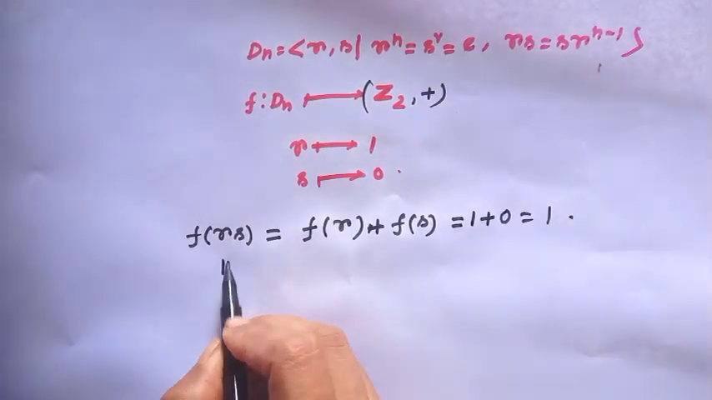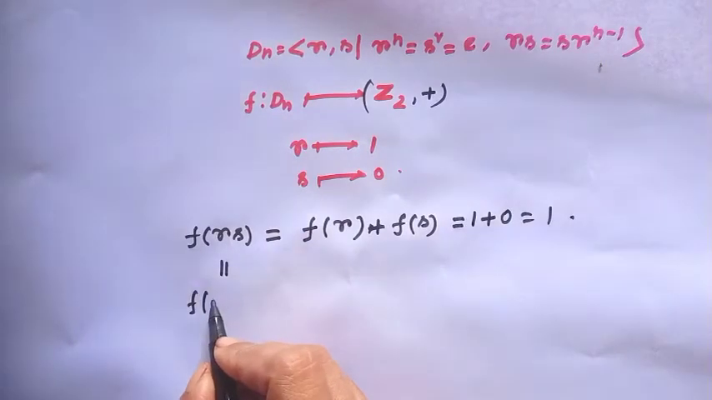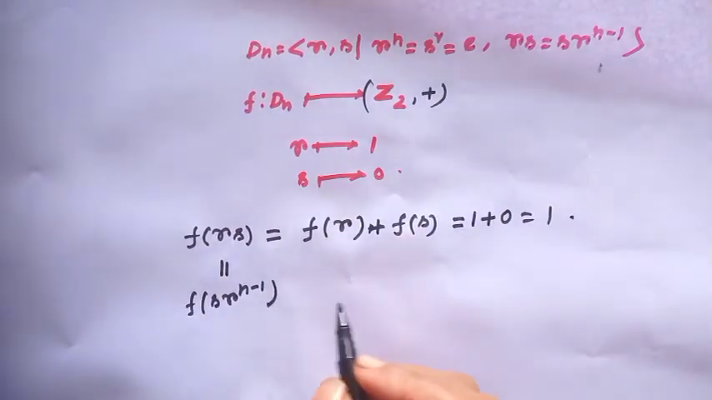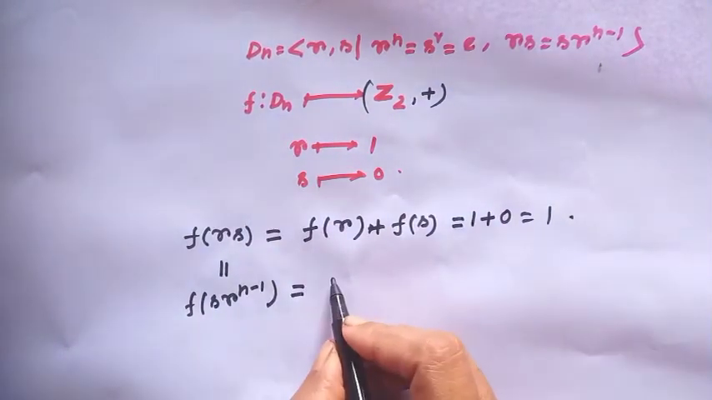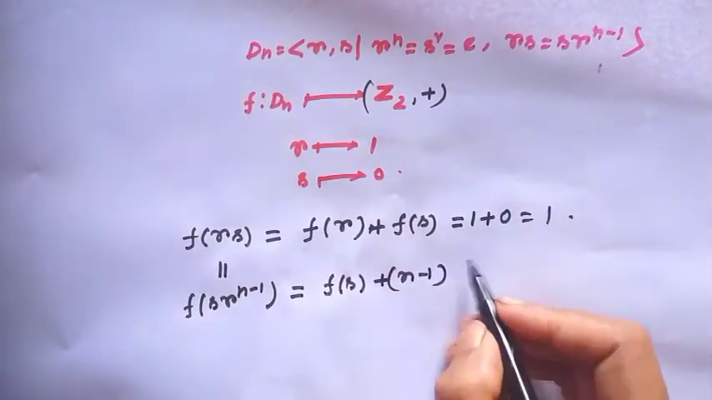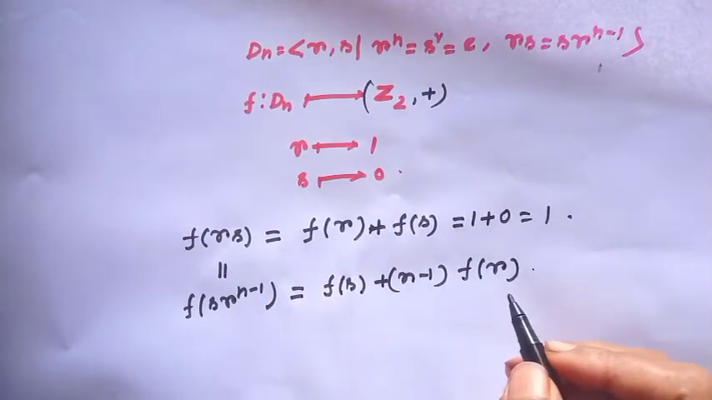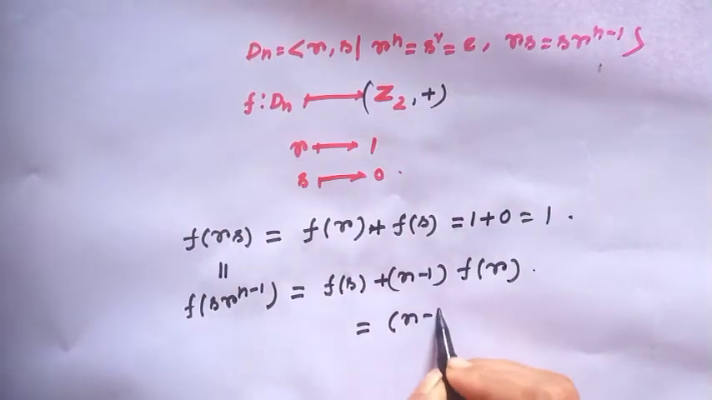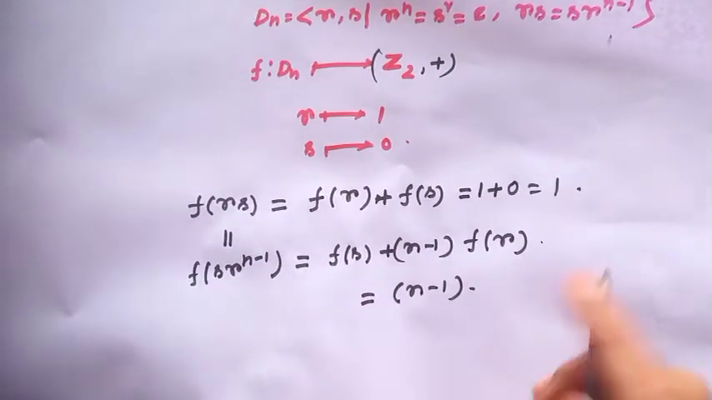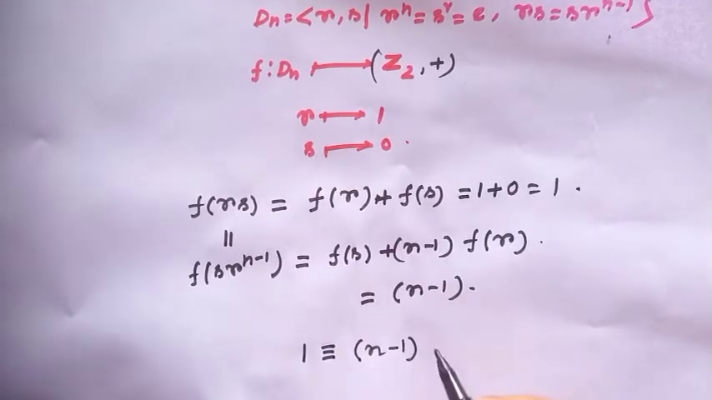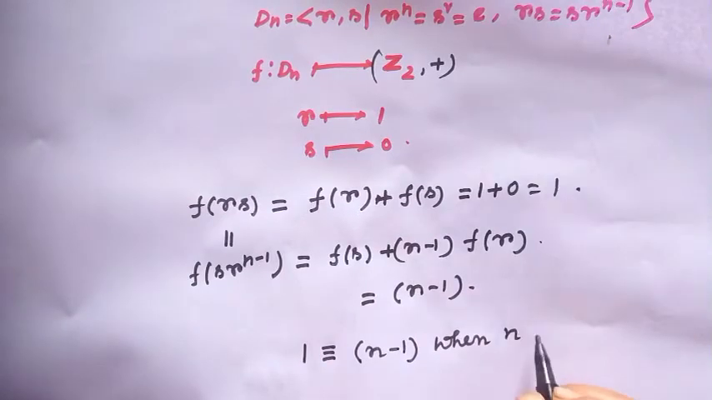And what would be f of rs? We can write it as f of s r to the power n minus 1. Okay, and this is equal to f(s) plus (n minus 1) times f(r), and this is the same as n minus 1. Okay, and from this line we can tell 1 is congruent to n minus 1 when n equals 2.